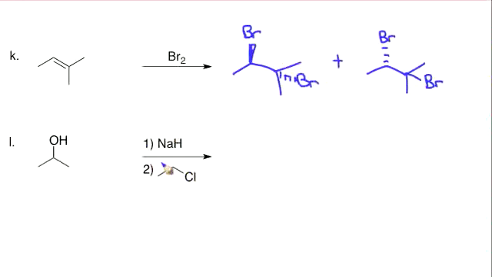In this question we have a two-step process, and this is basically a Williamson ether synthesis. So we have this alcohol and we're reacting it with sodium hydride. Sodium hydride is not an acid, it's a base. We have Na+ and H-. So the H- acts as a base. This H- deprotonates this OH to give us an O- intermediate.